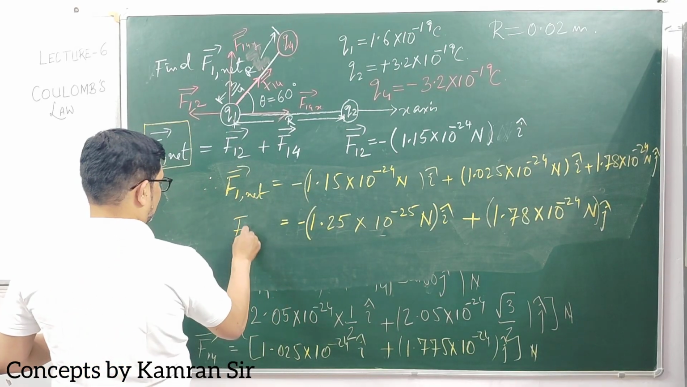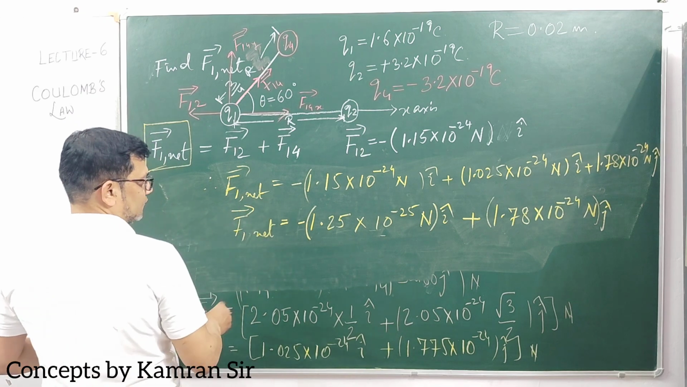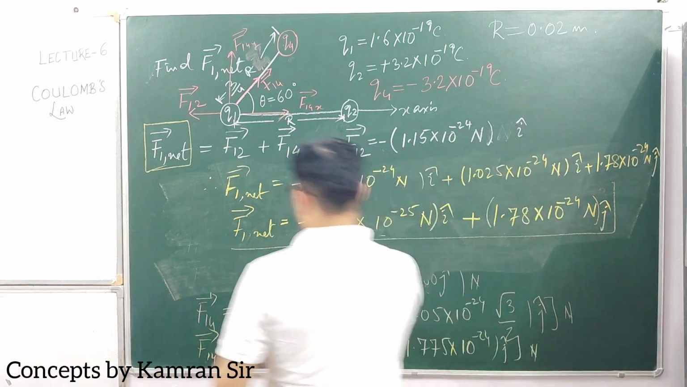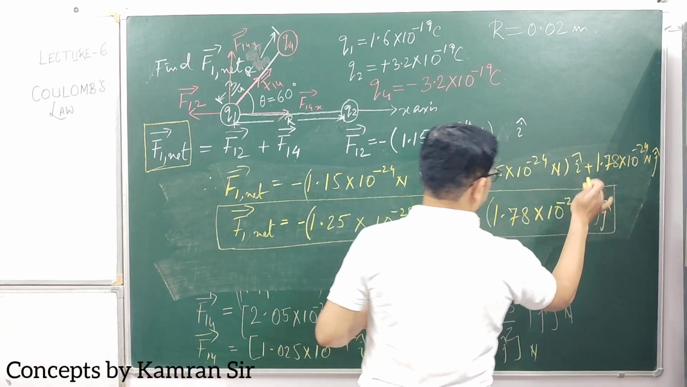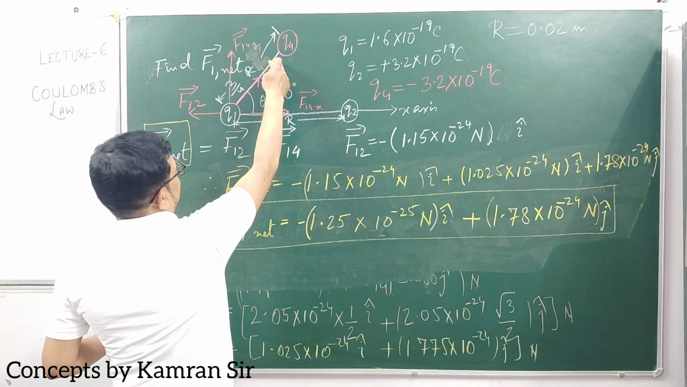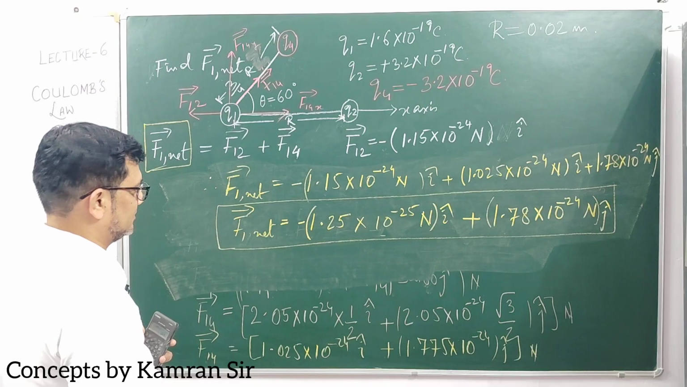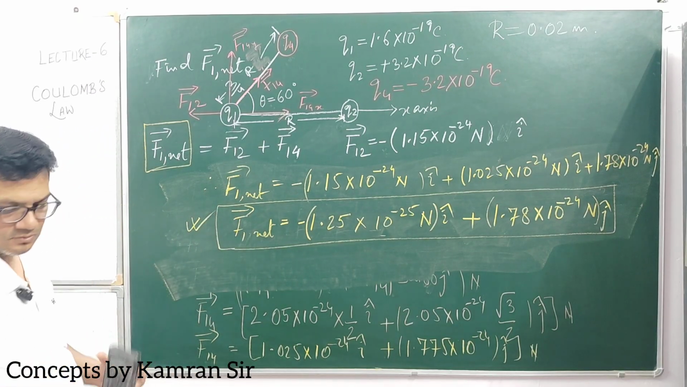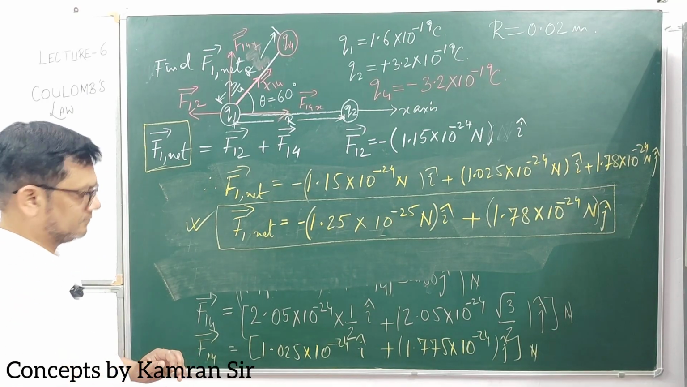So finally we are able to find the net force F1 net on charge Q1 because of charge Q4, which is placed here as shown, and this line makes an angle of 60 degrees with the x-axis. So here we get the final answer for F1 net. Take note of this.